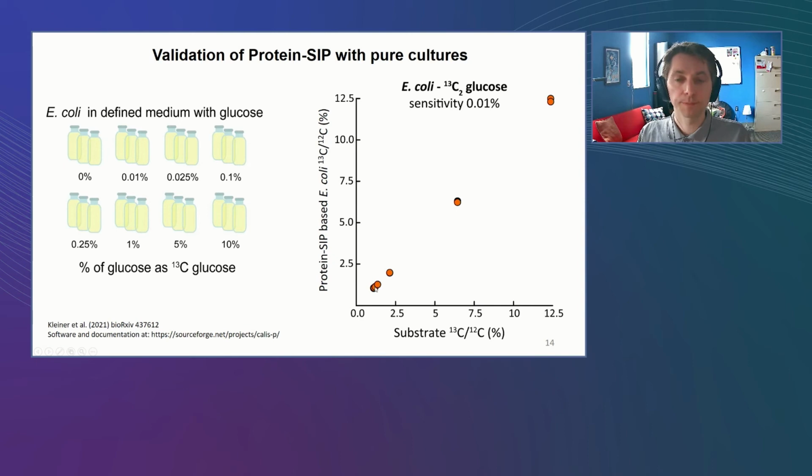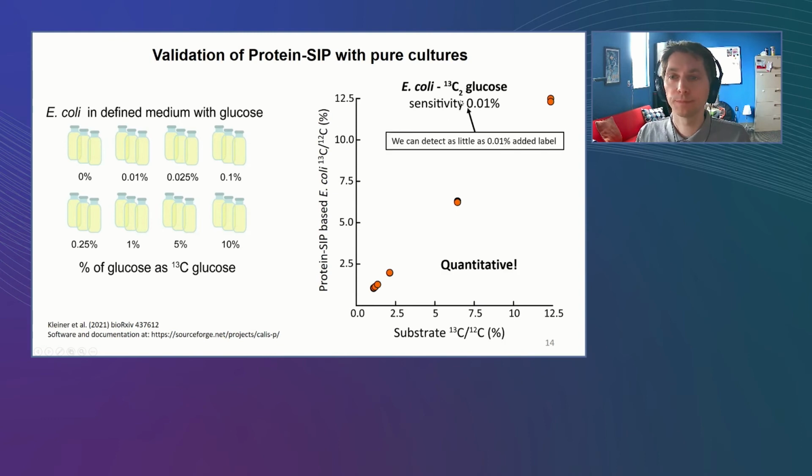You may also notice that our measured quantities actually start roughly at 1%. And that is, of course, due to the fact that in nature we have already 1% of all carbon being carbon-13. So anything that we add as a label is on top of the naturally occurring carbon-13. So now what we found is that we can actually measure as little as 0.01% of added label incorporation into the proteins. And we can also see that this is fully quantitative. We get really nice linear relationships.